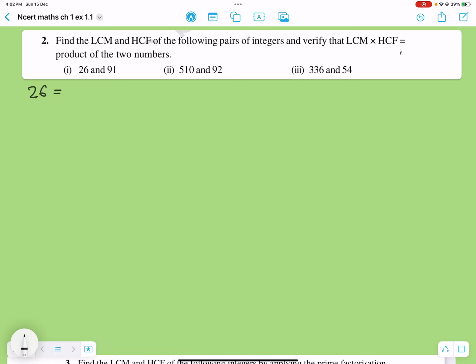So 26, let's do the prime factors, would be 2 multiply 13. For 91, the prime factors would be 7 multiply by 13. So nice and easy. We know the LCM is all the prime factors. So we'll take all the prime factors and their highest powers. So their powers are 1, 1, 1, 1. So LCM becomes 2 multiply 7 multiply 13, which comes as 182.